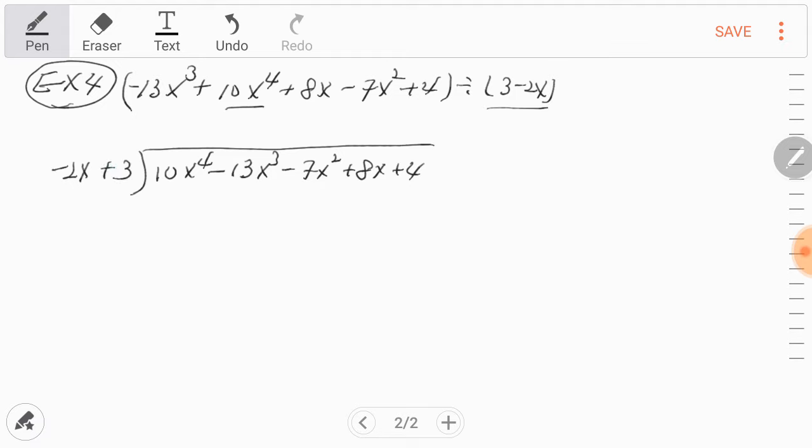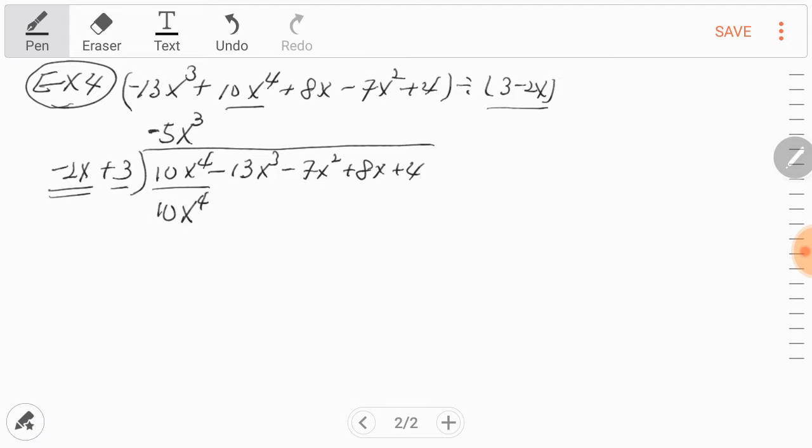So from here, let's start. So negative 2x times what becomes 10x to the 4th power? So 2 times 5 is 10. So multiply by negative 5, because negative times negative is positive. And x, so why don't we write x cubed? So x cubed times x is x to the 4th power. So there will be positive 10x to the 4th power.